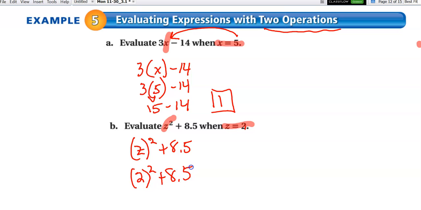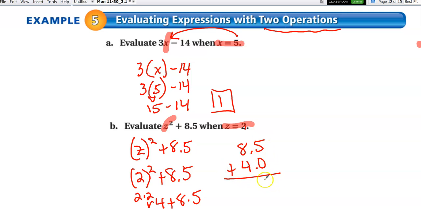But all that means is whatever is in the parentheses gets multiplied by itself 2 times. So I get 2 times 2 plus 8.5. 2 times 2 is 4. So now I have 4 plus 8.5. If I can't do mental math, I'm going to go ahead and add and line up the decimals. Super important that we're adding the right place values. And I get 12.5.